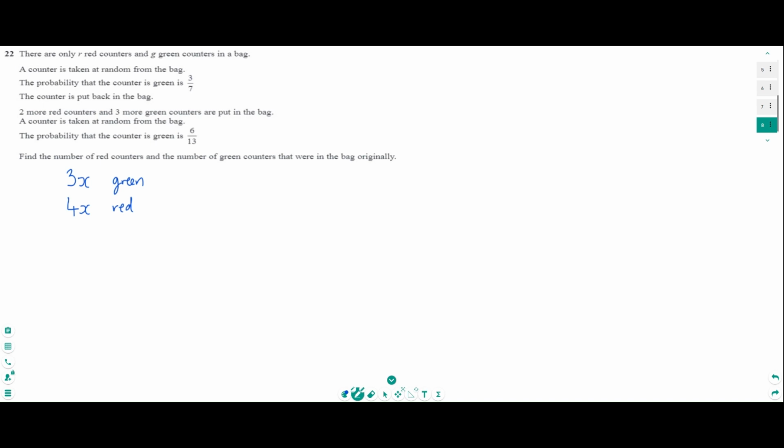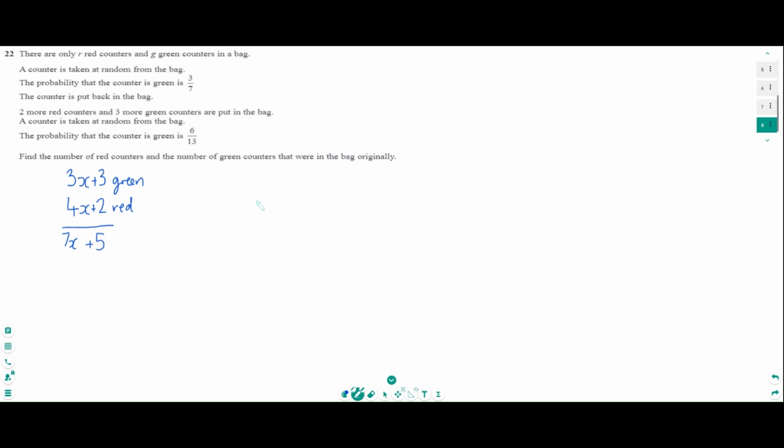But we then know that 2 more red counters and 3 more green counters are put in the bag. And then when we do that, the probability of pulling out a counter that's green is 6/13. So we've got 3x plus an extra 3 green counters and 4x and 2 red counters. So in total, we've got 7x plus 5 counters in the bag.